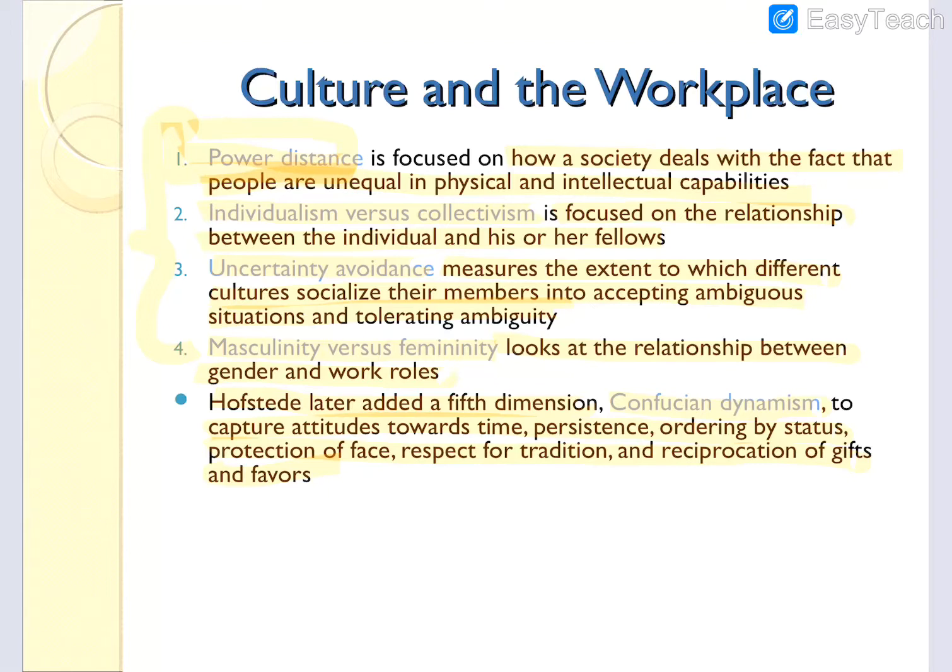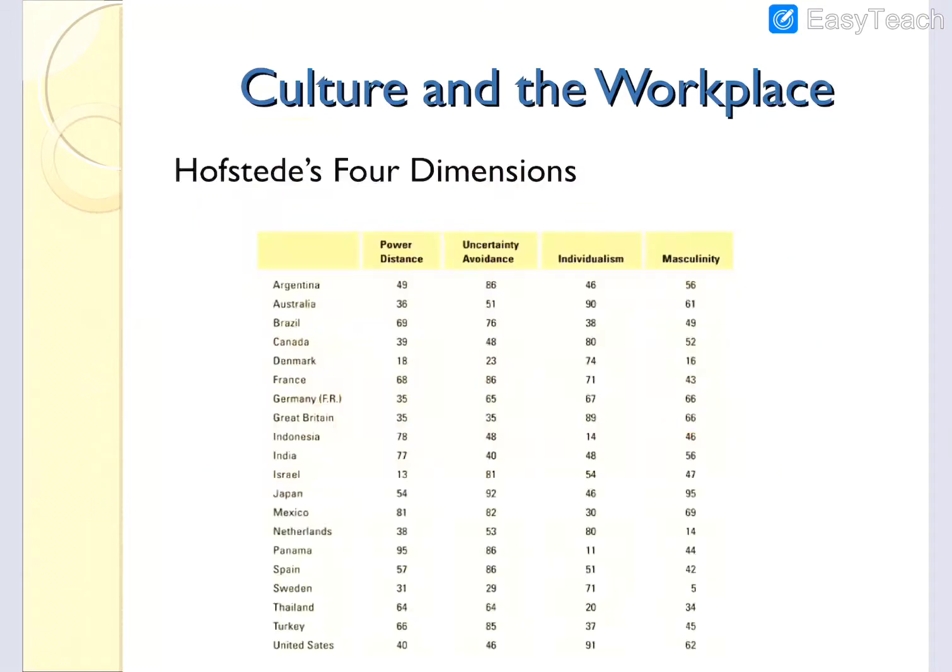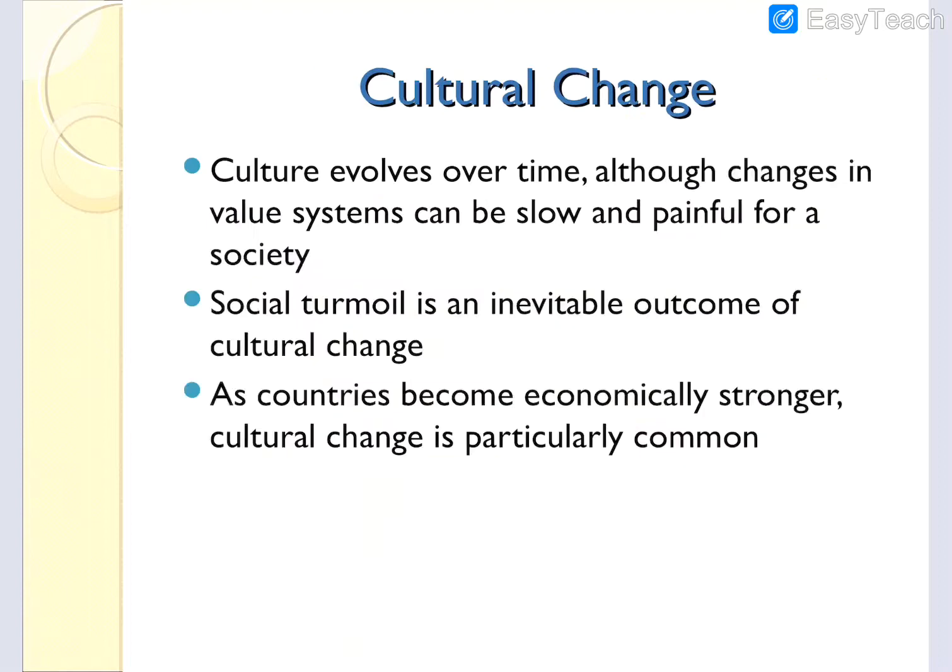The Hofstede cultural dimensions: we have power distance, individualism versus collectivism, uncertainty avoidance, and masculinity versus femininity. This is the country data that normally uses these four dimensions. We have power distance, uncertainty, individualism, masculinity. Actually, there are ways to calculate this. You can see here Indonesia: their power distance is quite high, and individualism is low, which means they lean more toward collectivism and the group. And masculinity is just 50-50.